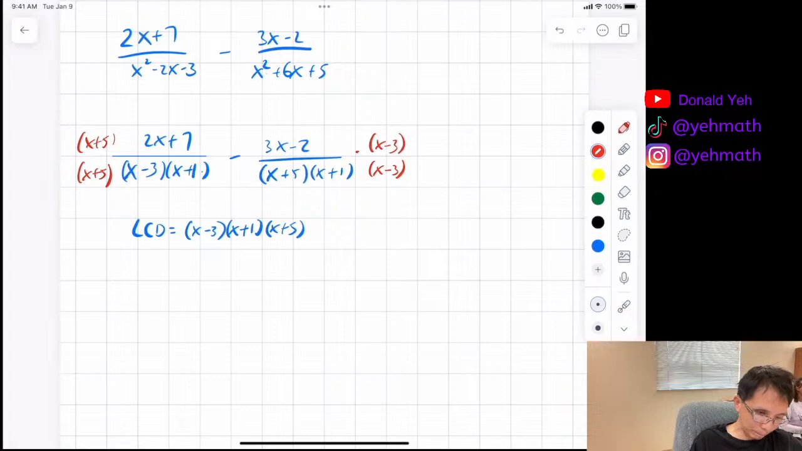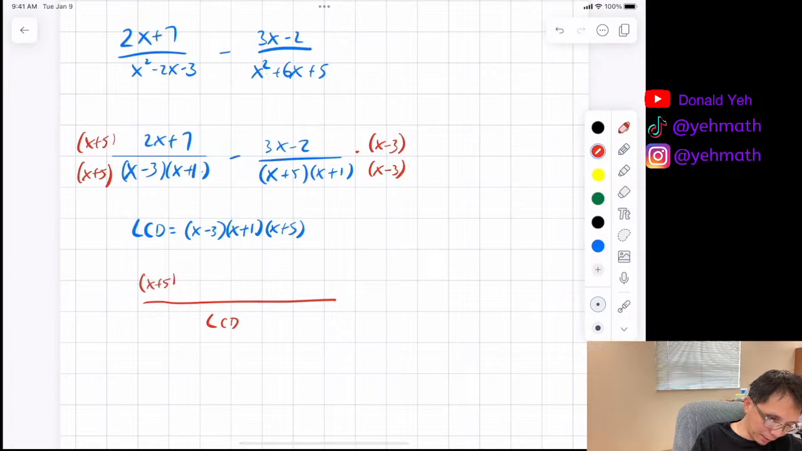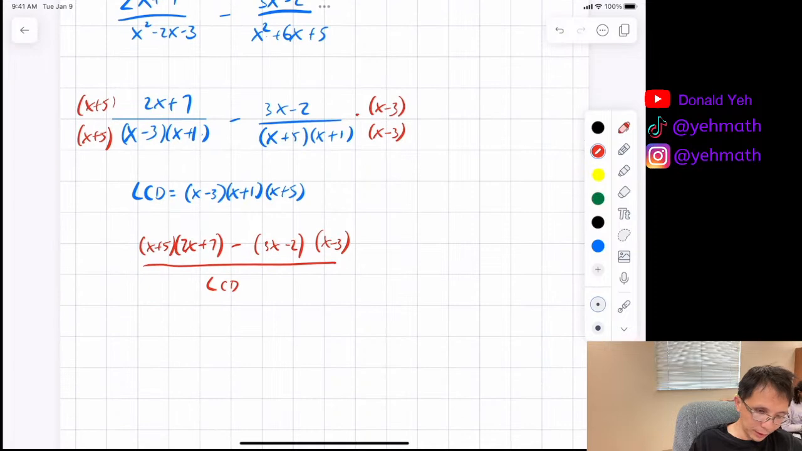You say, okay, well, the bottom is going to be the least common denominator. And on top is going to be x plus 5 times 2x plus 7, minus 3x minus 2 times x minus 3.